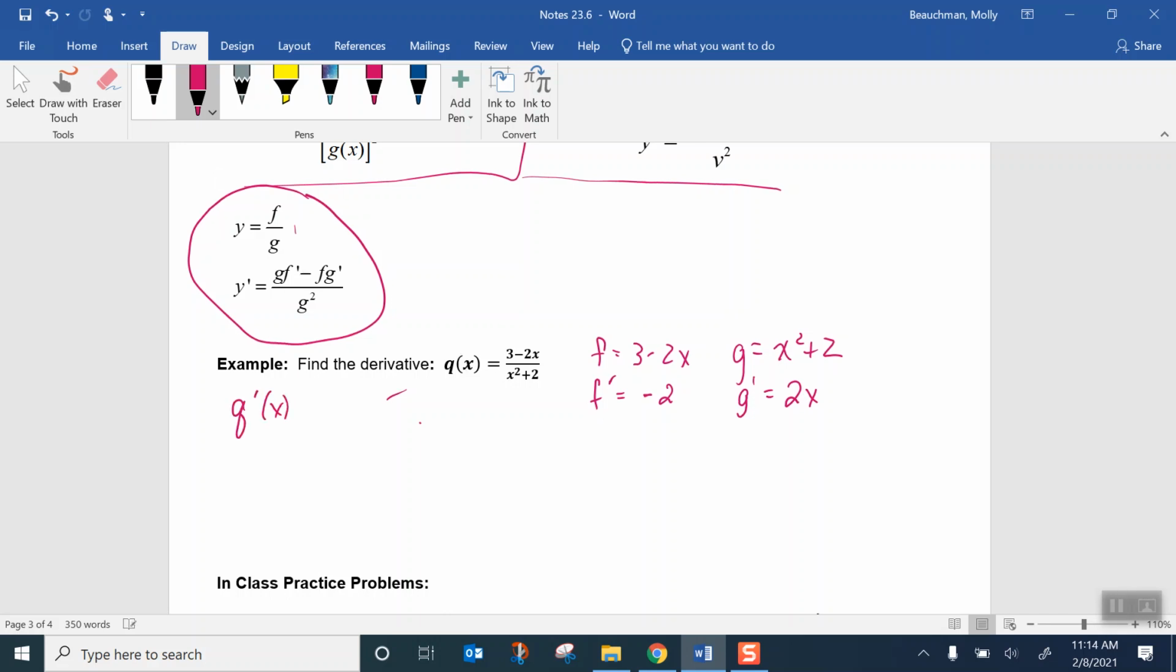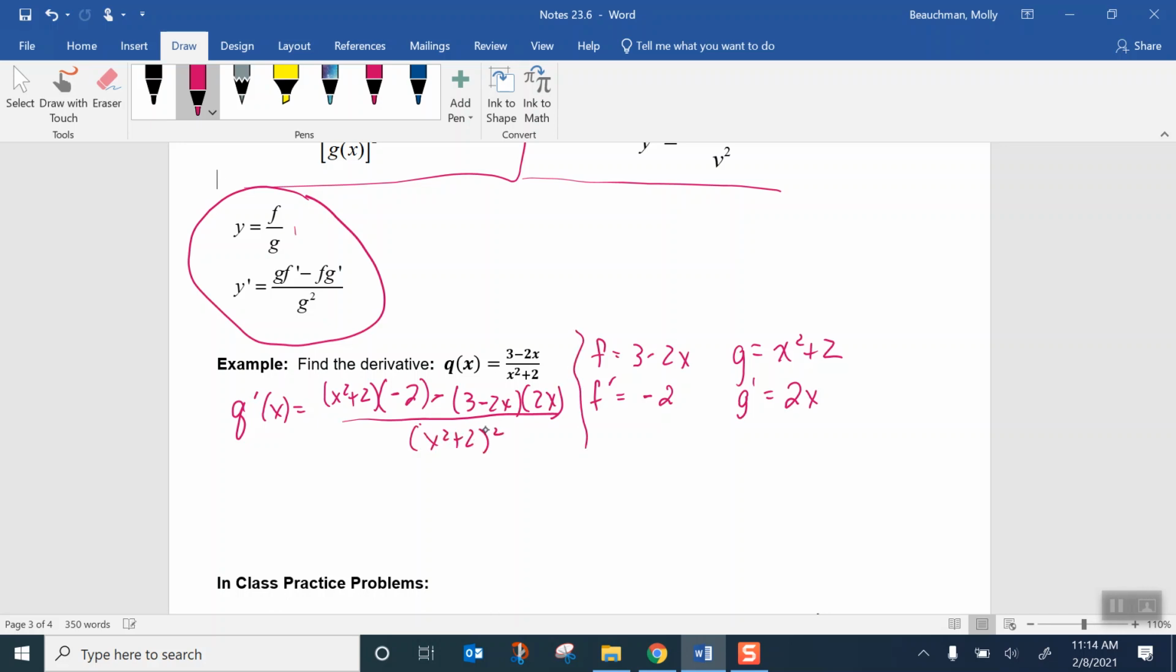To get q prime of x, the derivative, we take the denominator, x squared plus 2, times the derivative of the numerator, which is negative 2, minus the numerator, 3 minus 2x, times the derivative of the denominator, which is 2x, all over the denominator squared. Now that we've got it inside the formula, we simplify. In this case, simplify the numerator only, and leave the denominator as an expression squared, in factored form.